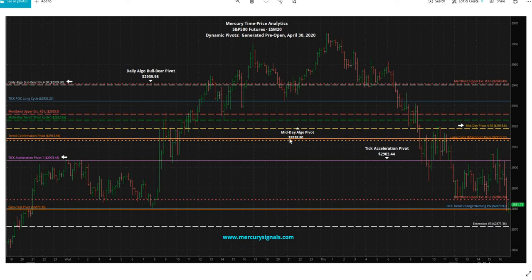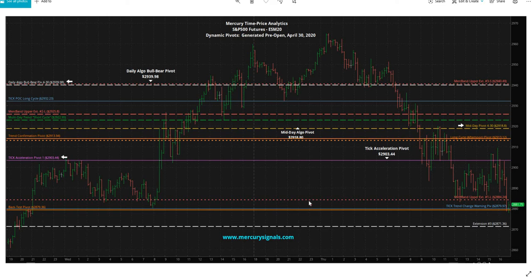Now, what's interesting on this chart, everything on here except the midday pivot, these are all generated before the market opened today. The bull bear pivot, the tick point of control, you can see where that broke. This Mercury band, the multi-day trend short cycle, everything on this chart except the midday pivot, these were all generated 90 minutes before the market opened. We take these levels after the algos run, we overlay them as horizontal pivots.